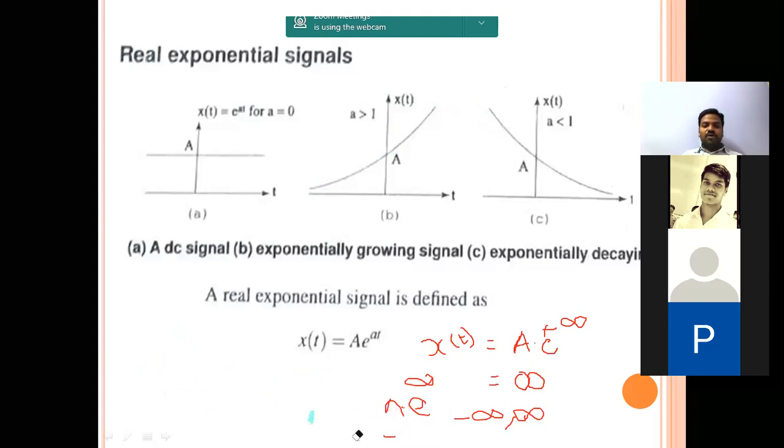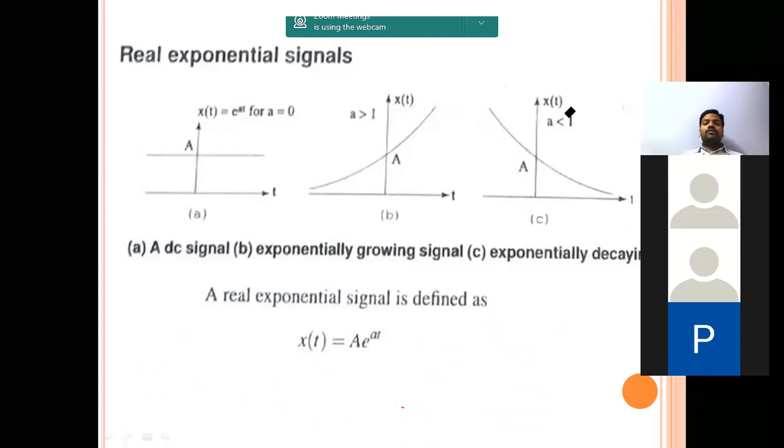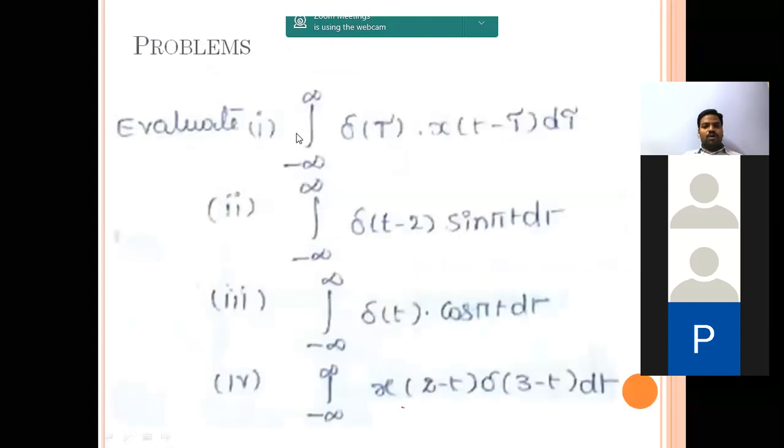Okay. Next, we are moving into the very important topic, that is problems based on the type of signals you have studied so far. Evaluate the following. Let me solve one problem for you, for your reference, and after that I will explain in a normal way. Let me share my screen, whiteboard.